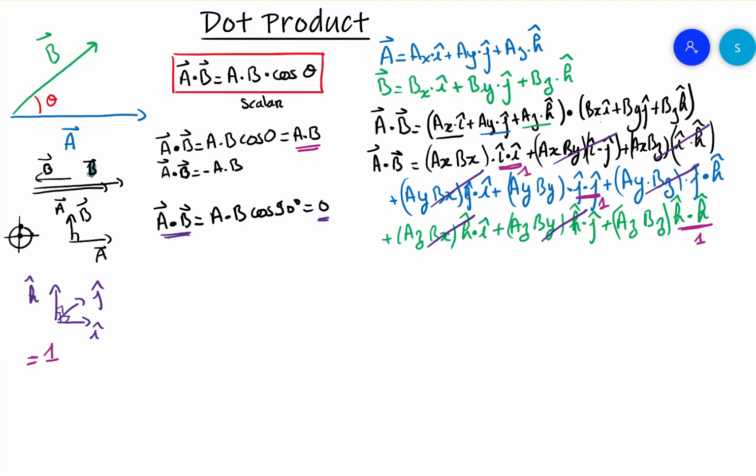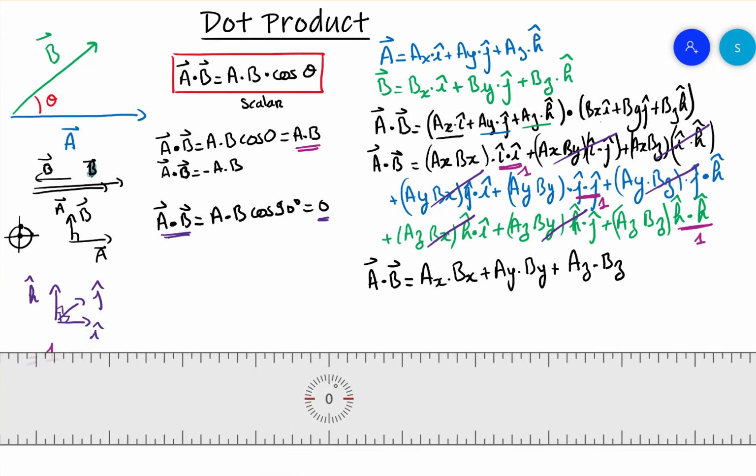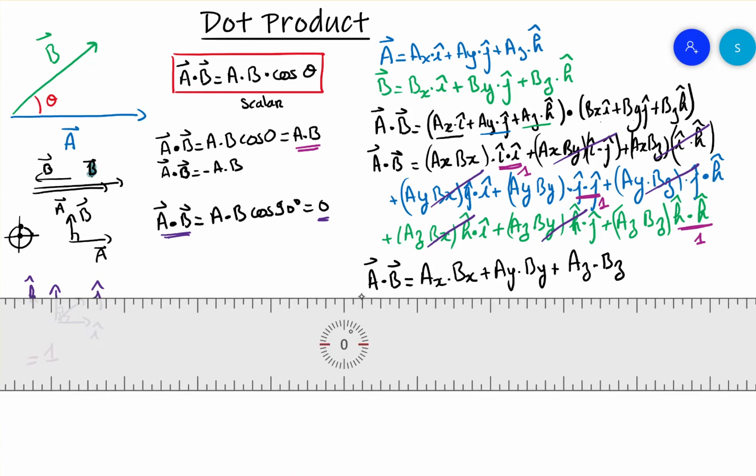So finally, the dot product is equal to Ax times Bx, the components in x multiplied together, plus Ay times By, plus Az times Bz. And that's the second definition of the dot product that we will use.